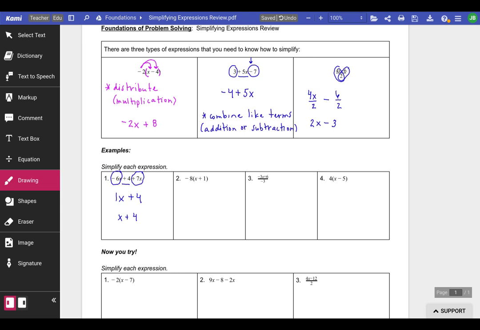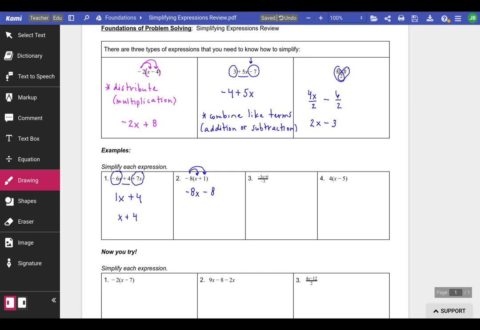And the next one, hopefully right away you see those parentheses, which tells you you're going to have to distribute. So again, we take that number on the outside and multiply it by both things inside. Got to be careful with signs here. So we're going to do a negative 8 times x is a negative 8x. A negative 8 times a positive 1 is going to give me a negative 8. And now we're simplified.